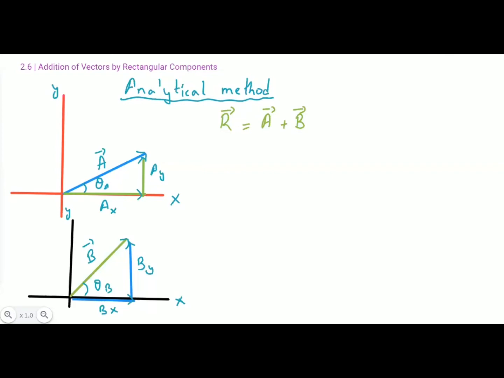So according to the head to tail rule, these two vectors can be added. First of all, we have to draw any one of the vectors.